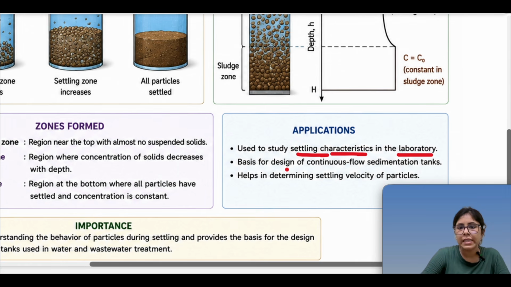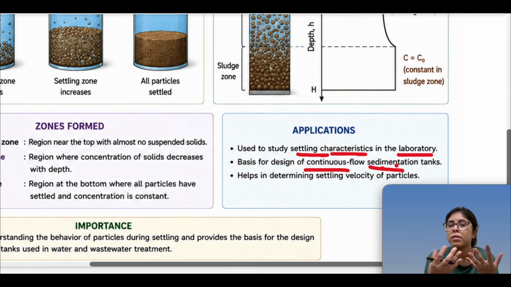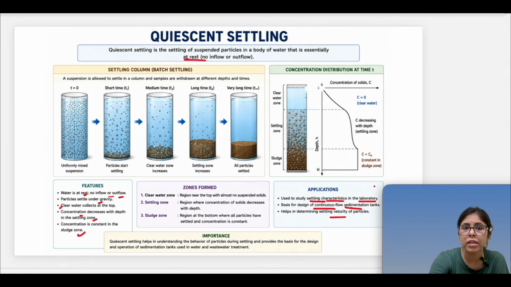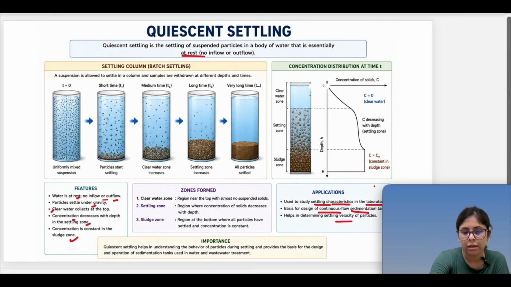Okay, so it is the basis for design of a continuous flow sedimentation tank. After studying the settling of particles and every parameter which is required to design a sedimentation tank, we perform that on a quiescent tank only, and then it will be used to make a continuous flow sedimentation tank, and it helps in determining the settling velocity of particles. Okay, so it's important because it is used for further larger scale production.